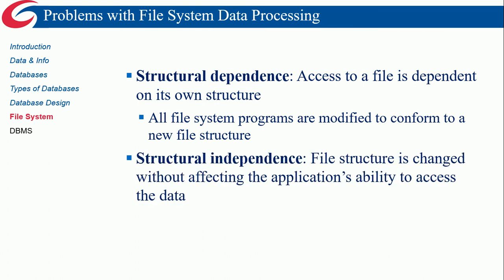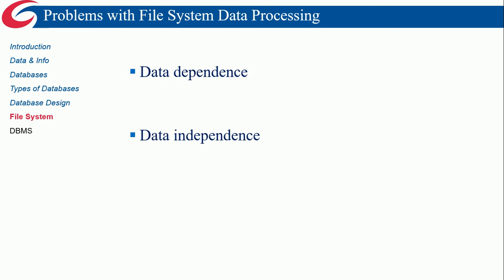Whereas structural independence, which is our goal with database management systems, is where the file structure is changed without affecting any of the application's ability to access the data. So we can make changes to the data structure, and we can either abstract those changes to different applications, or it's very easy for those applications to adapt to those new file structures.